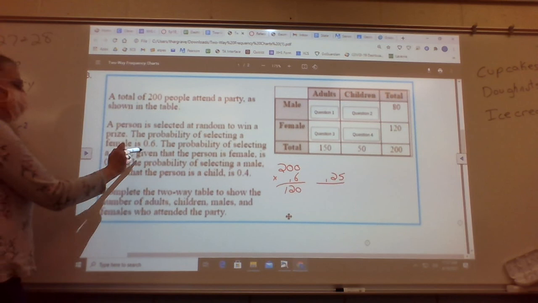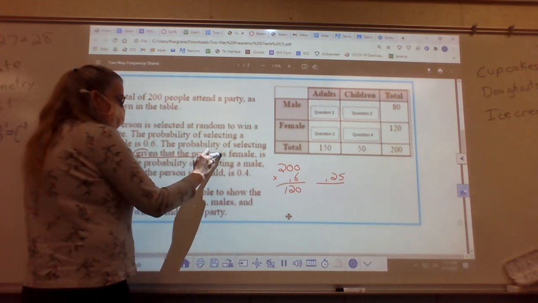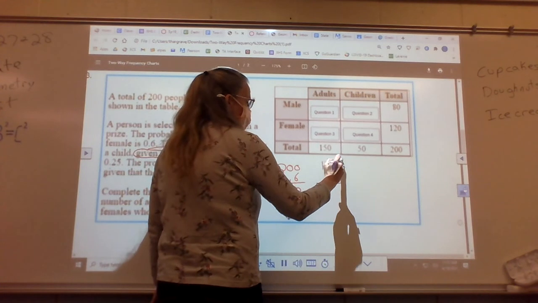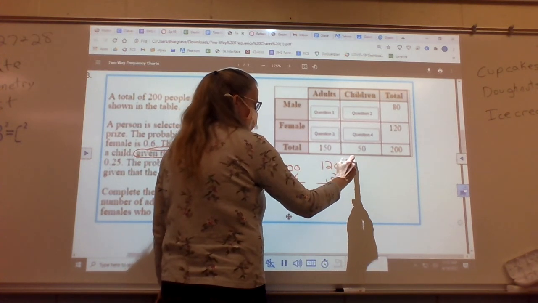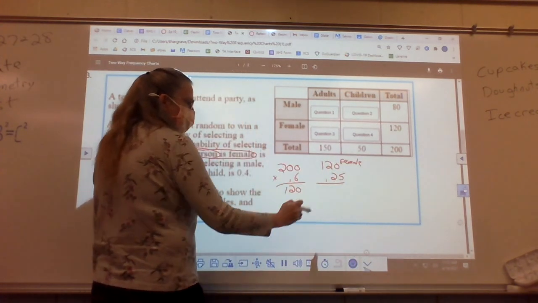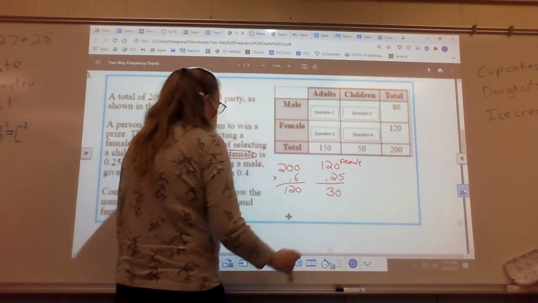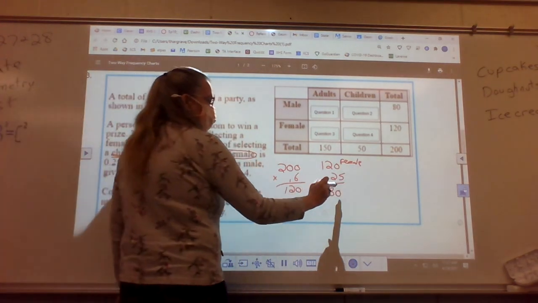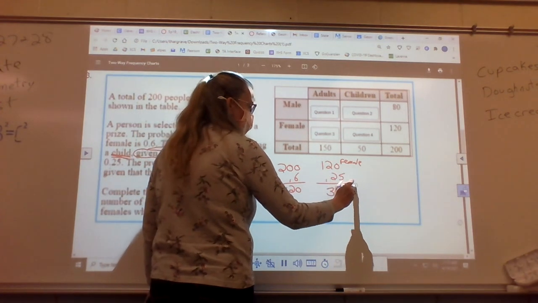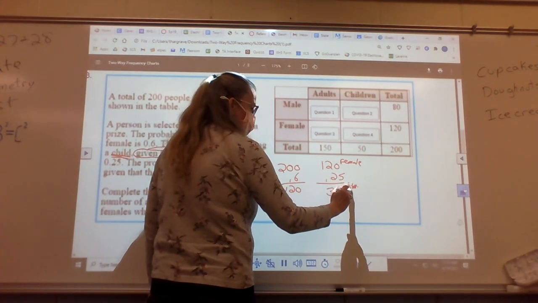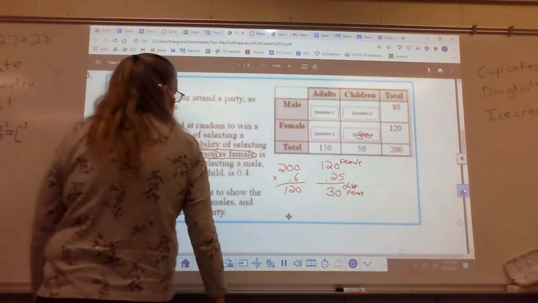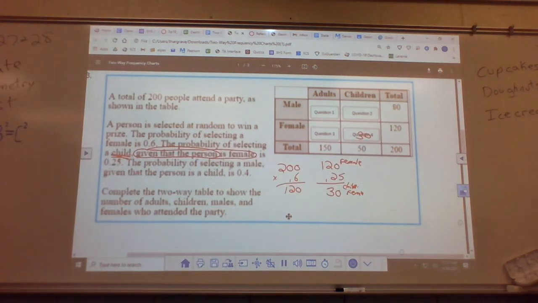Because since it's given the person is female, I want the female total here. Well, when I multiply, I get 30. And that's the chance of a child. So this is going to be child, female, 30. So that's a 30 there. They give us another one, but I actually don't even need it.